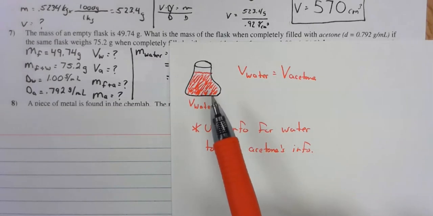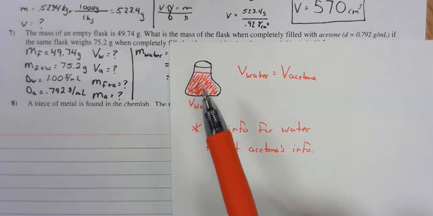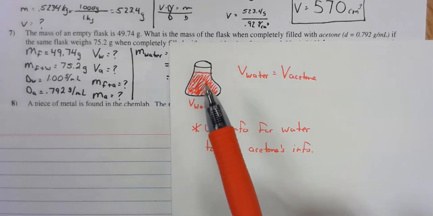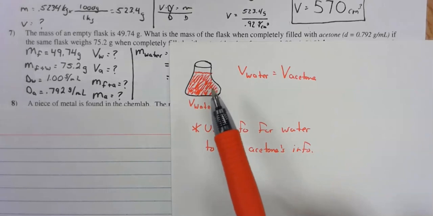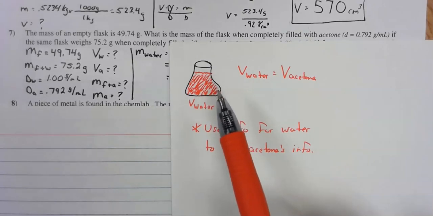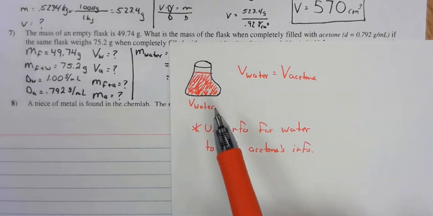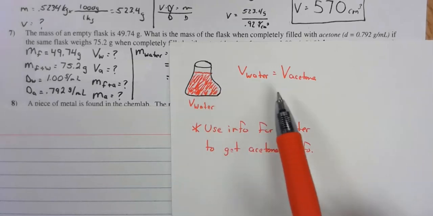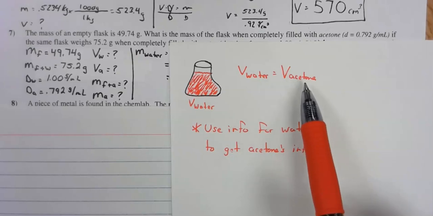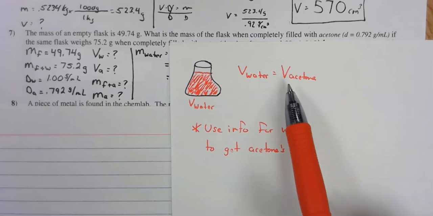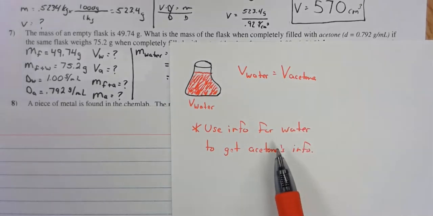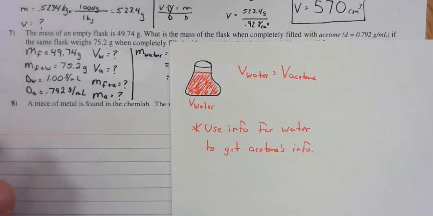So what you can do then is recognize that water is a liquid and so is acetone. And the volume is definite for liquids, right? So let's pretend there were 50 milliliters of water in that flask. Well, that means there's 50 milliliters of acetone in the flask, okay? If the flask could hold 50 mils of water, it can hold 50 milliliters of acetone. So if we could figure out the volume of water, we could then assume it's the same as the volume of the acetone, because they're both liquids, all right? So we're going to use the information for water to get acetone's information. So let's take a look at how we do that then.